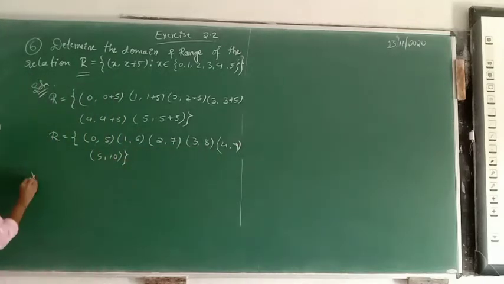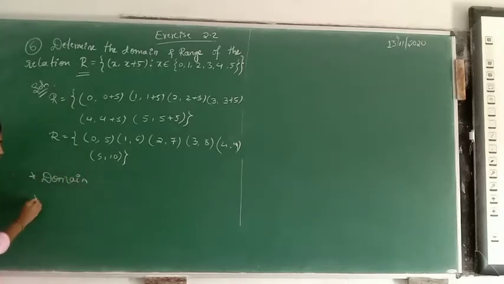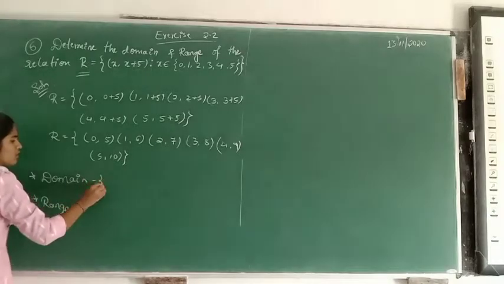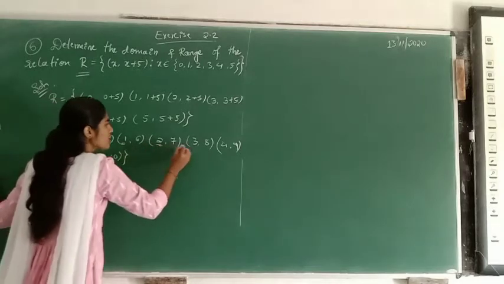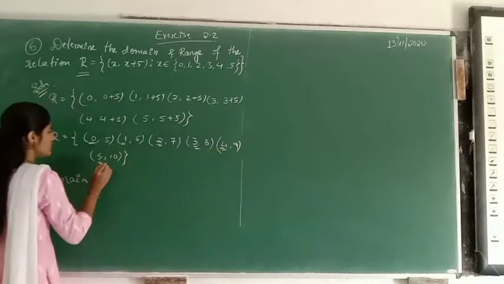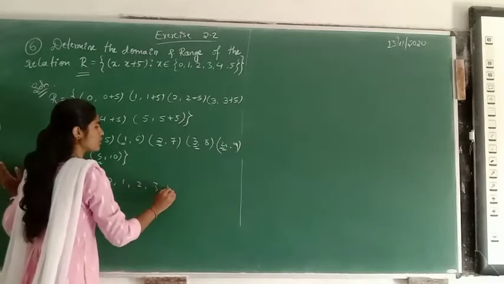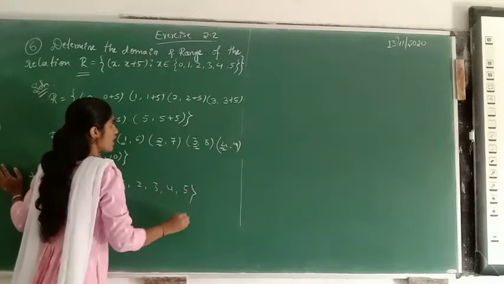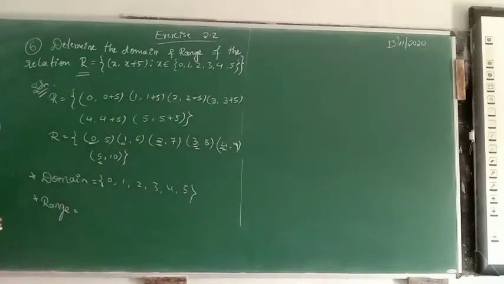So now what we have to find out? We have to find out the domain and range. So what will be the domain and range for this? See, the domain is the set of first elements of the relation. So what is the domain? That is 0, 1, 2, 3, 4, 5. So this x will be the domain for this relation. The domain is 0, 1, 2, 3, 4, 5.